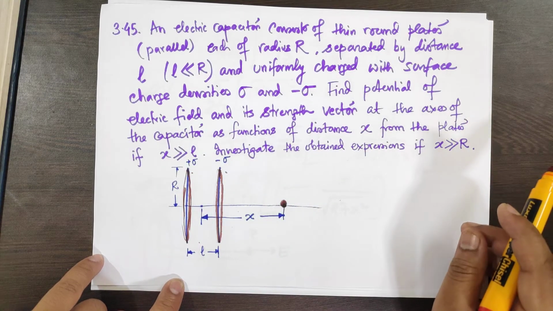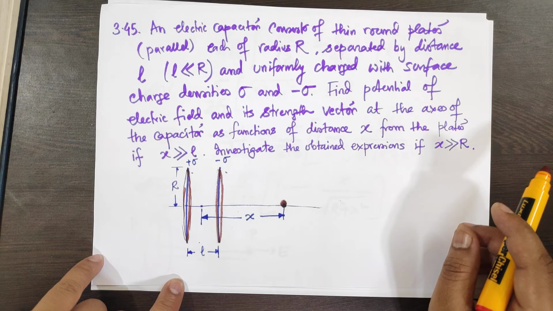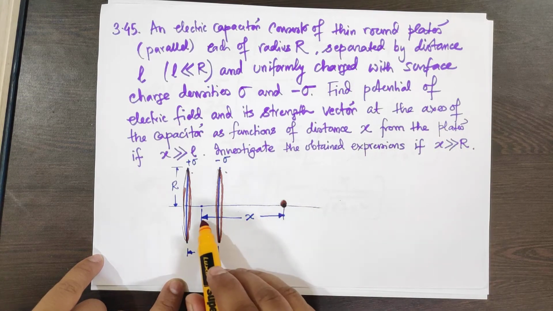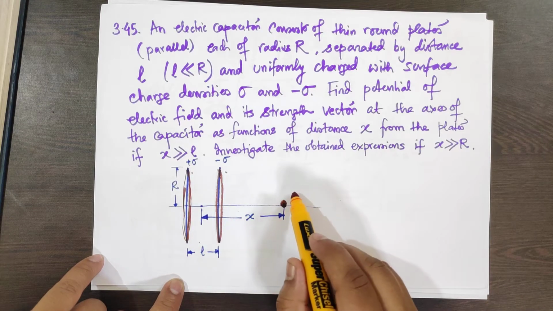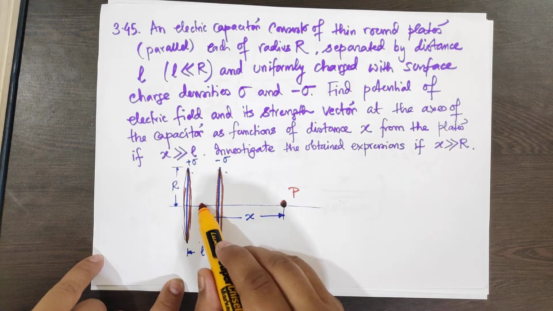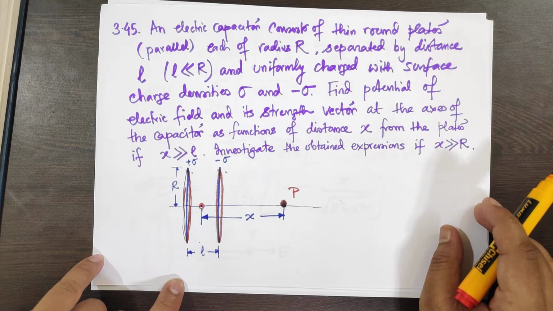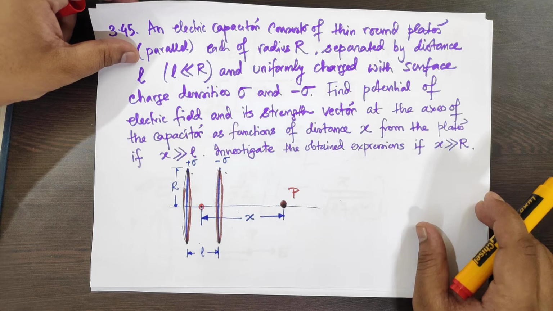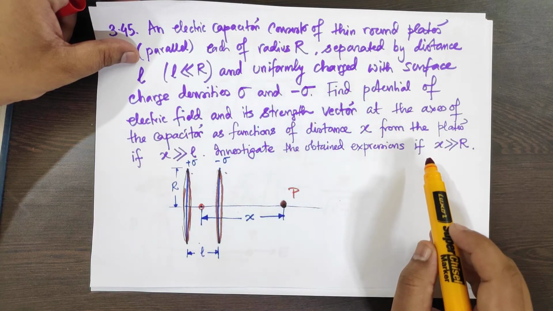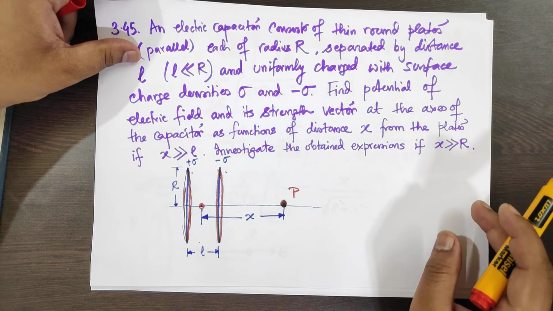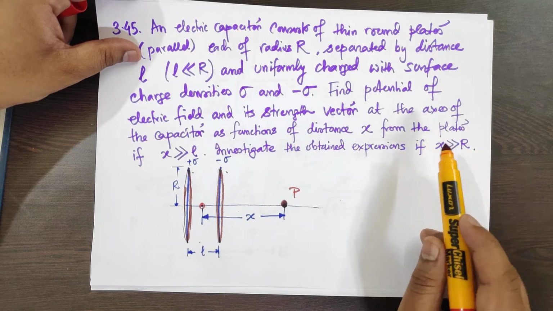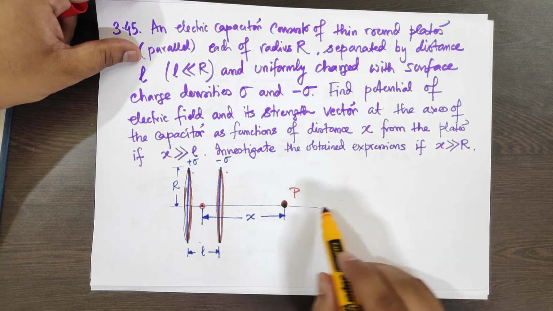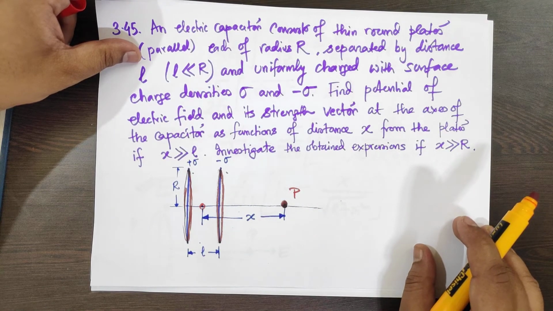Find the potential of the field and the field strength at the axis of the capacitor as a function of distance x. So x should be the distance of this point P from the midpoint of the capacitor plates. Find the potential and the field and its strength, and investigate the expressions if x is much larger than r.